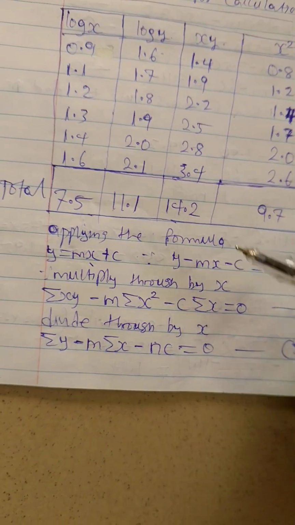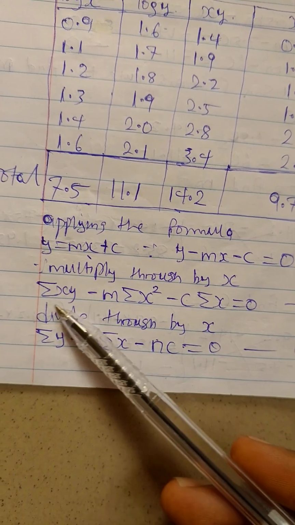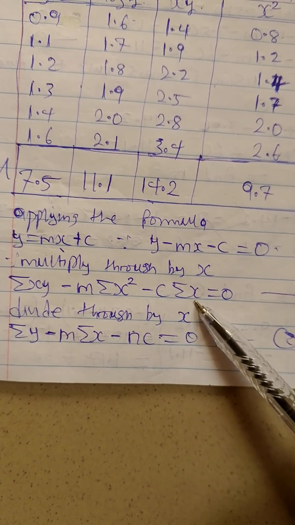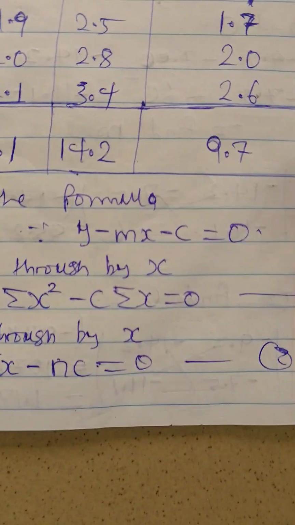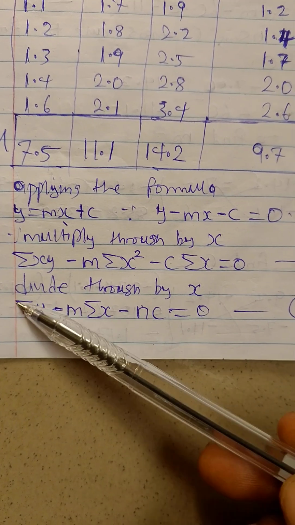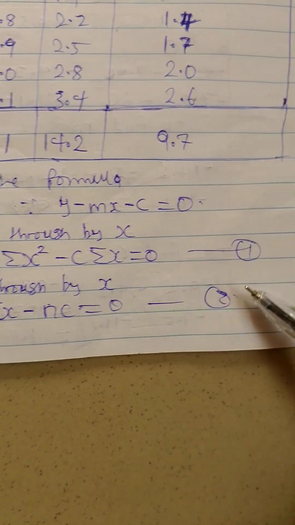Applying the formula, sigma xy minus m sigma x squared minus c sigma x is equal to 0. Call this equation 1. And also I have sigma y minus m sigma x minus nc is equal to 0. Call this equation 2. So let's solve.